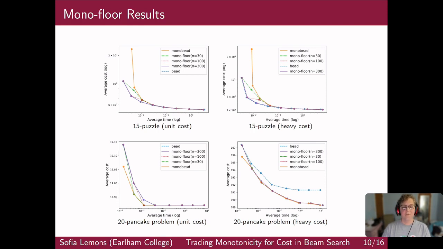That is, that monofloor's results tend to be in between that of monobead and bead. The solution quality is between those 2 algorithms, and in fact, as n increases, the behavior of monofloor is closer to the behavior of bead search than to monobead, and vice versa. As n decreases, such as at n equals 30, the behavior is closer to monobead than to bead.